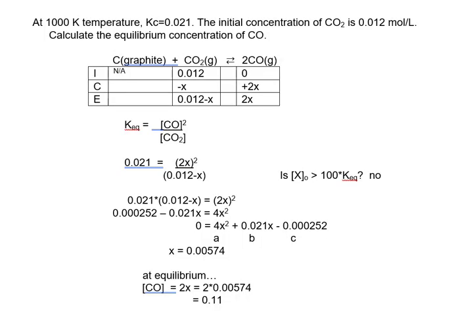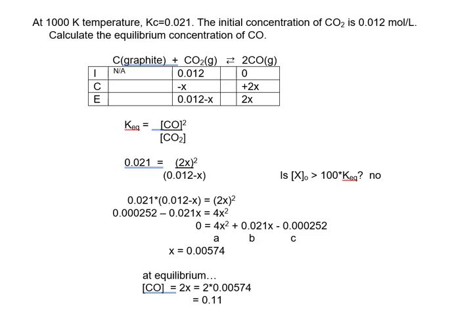So let's take a look at this problem here. We're at 1000 Kelvin. The equilibrium constant is 0.021, and the initial concentration of carbon dioxide is 0.012. And it says calculate the equilibrium concentration of carbon monoxide.